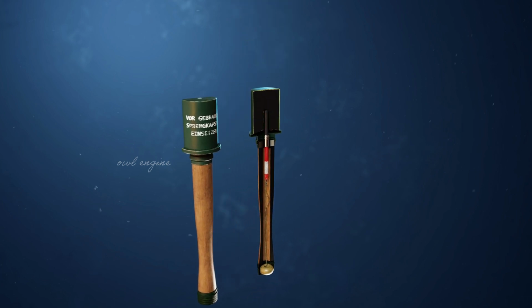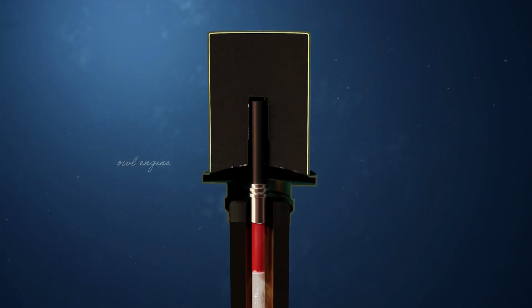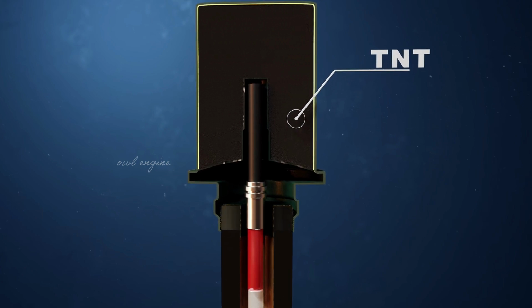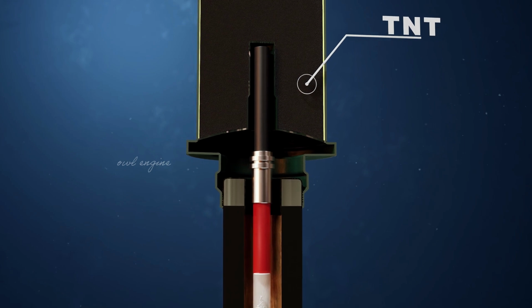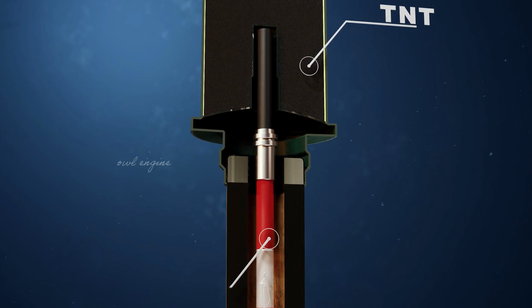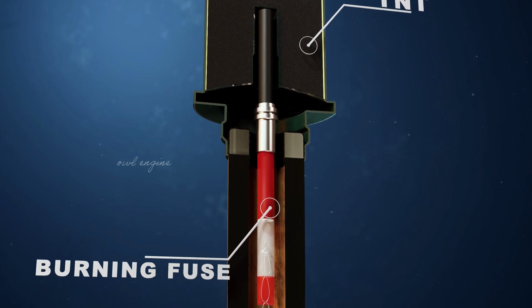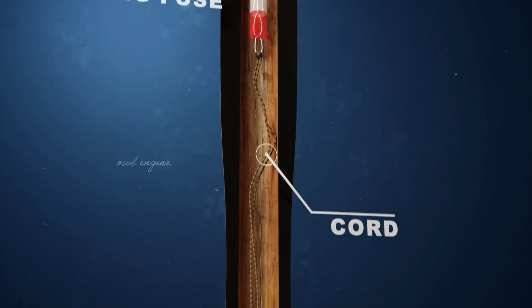Let us see what's inside. Inside the body, it is filled with a powder called TNT. TNT stands for trinitrotoluene, and it is a common explosive material used in various military and industrial applications. Main other parts are the burning fuse, a cord, and the porcelain ball.